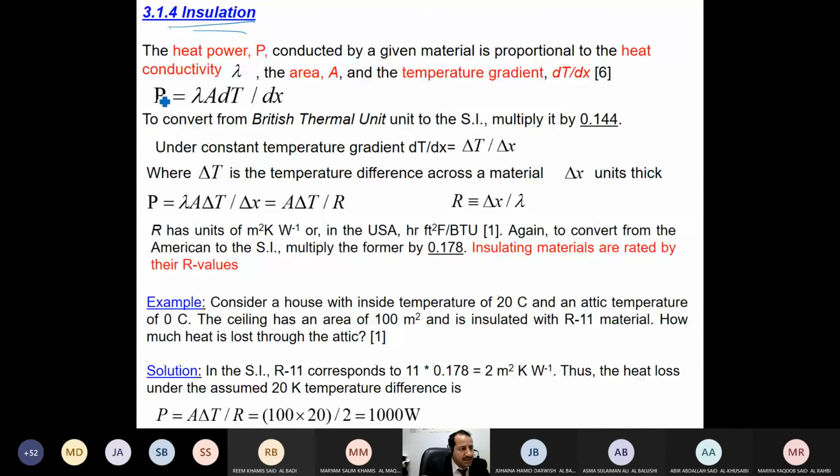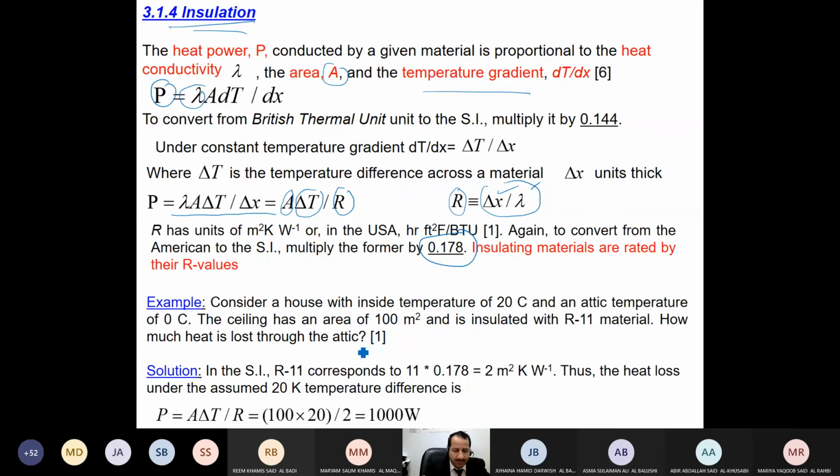Okay, they define the heat power using lambda. Lambda here is used also, but not for latitude. It's used here for the heat conductivity. It's related to the material, the area of the wall and the temperature gradient. When we put them together, we get lambda A delta T over delta X, and we define R as delta X over lambda. It's constant because these are constant. Then the formula is related to the area and the temperature difference between inside and outside divided by R. Usually you will find textbooks talking about this, especially civil engineering people dealing with this. They use British thermal units or SI units. So if we are converting to SI units, we have to multiply by 0.178.